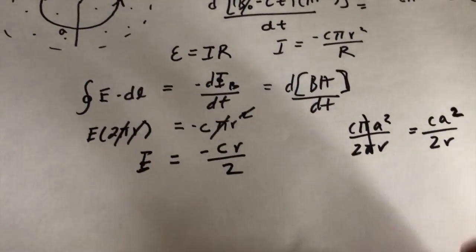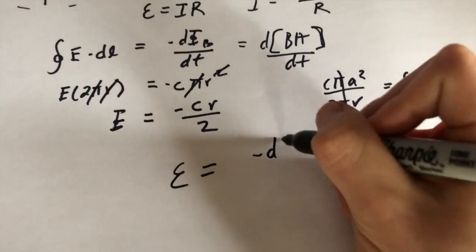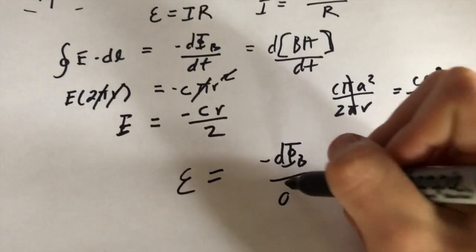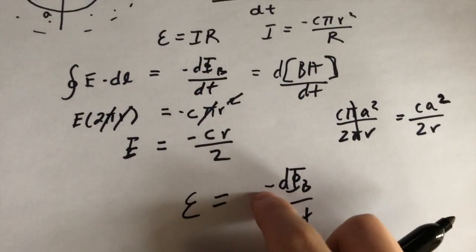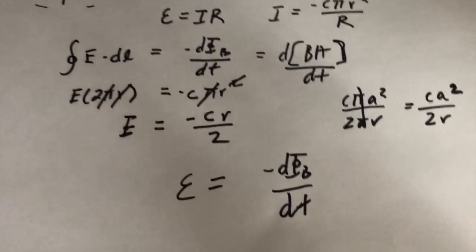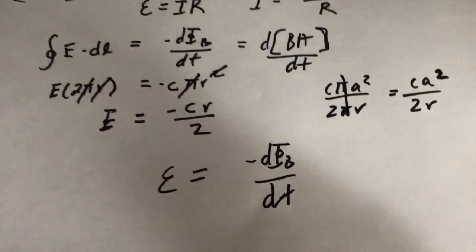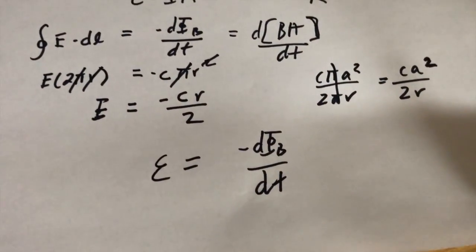So again, it's important to remember the simple rule: induced EMF is going to be negative d phi dt, and the negative is just telling us that it's going to have to be in the opposite direction of our change in flux, and that's Lenz's law, and of course the equation itself is Faraday's law. So yep, that's pretty much it.